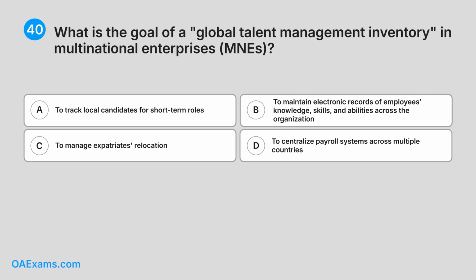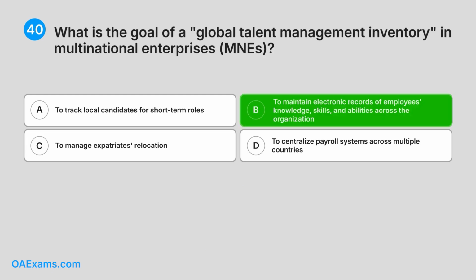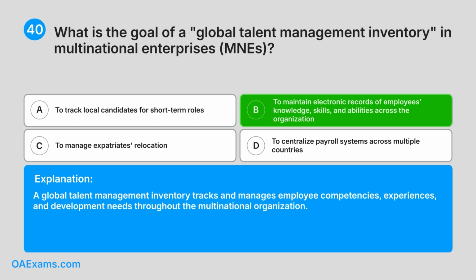Correct answer. B. To maintain electronic records of employees' knowledge, skills, and abilities across the organization. Explanation. A global talent management inventory tracks and manages employee competencies, experiences, and development needs throughout the multinational organization.